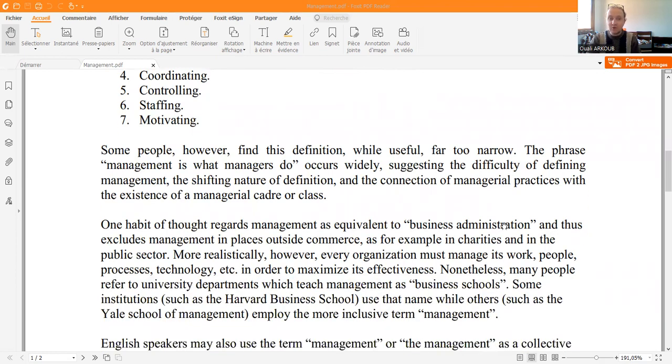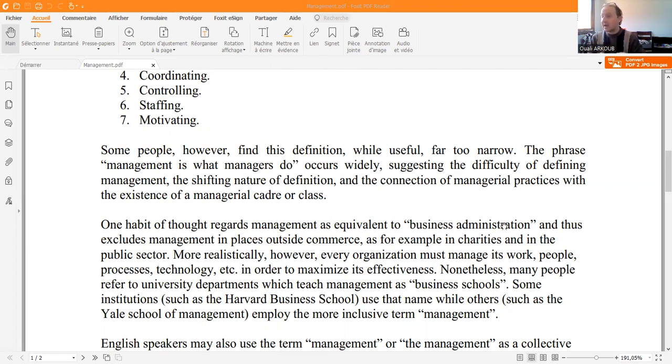One habit of thought regards management as equivalent to business administration. Is management equivalent to business administration? This is wrong. Business administration is only a part of management, because in management we have business administration and public administration. Management is wider than them. Management is the origin. We must manage our organization, enterprise, university, wilaya, daira, municipality, province, state, enterprise, bank. You must manage all these organizations.